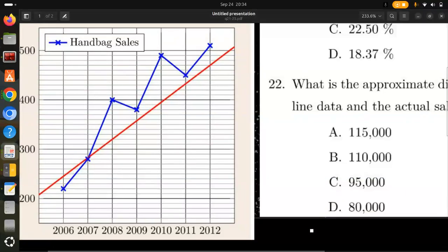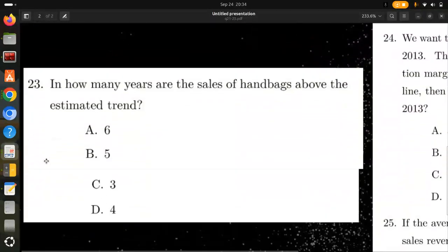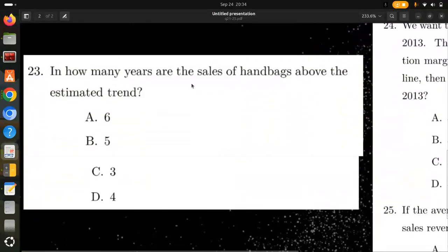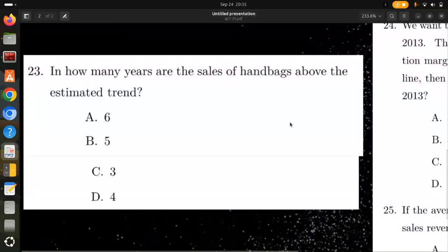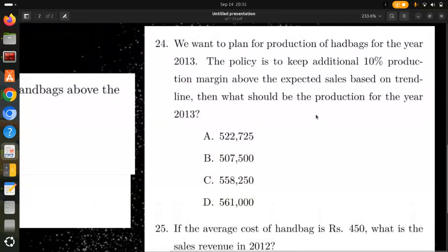But what is the question? Let's once again refer. In how many years are the sales of handbags above the estimated trend? Correct. So the answer is option B, which is equal to five. So let's continue. Question number 24. Again, you can pause the video here and try to answer yourself, and later we can compare with my answer.